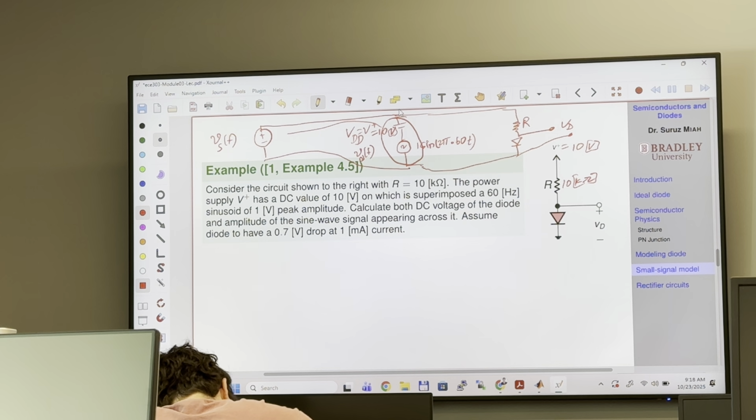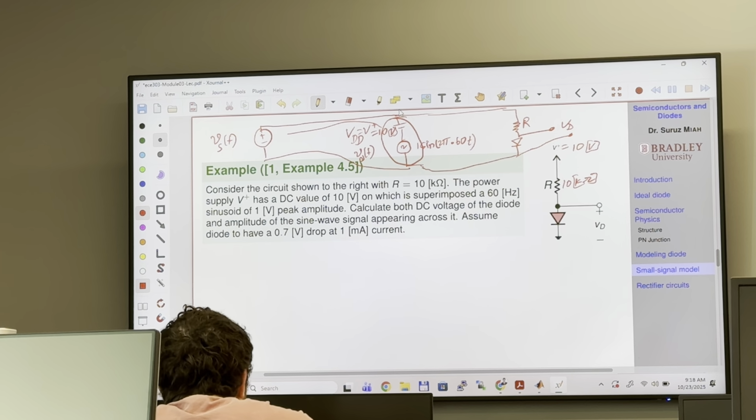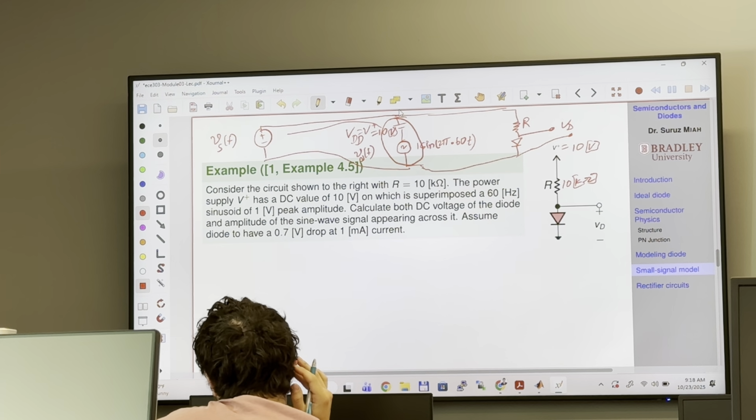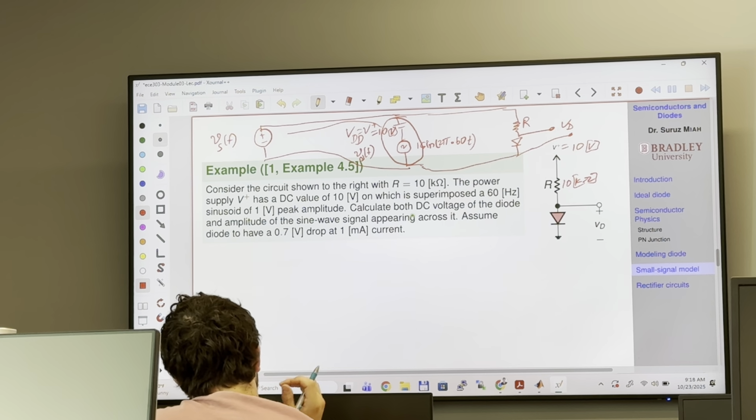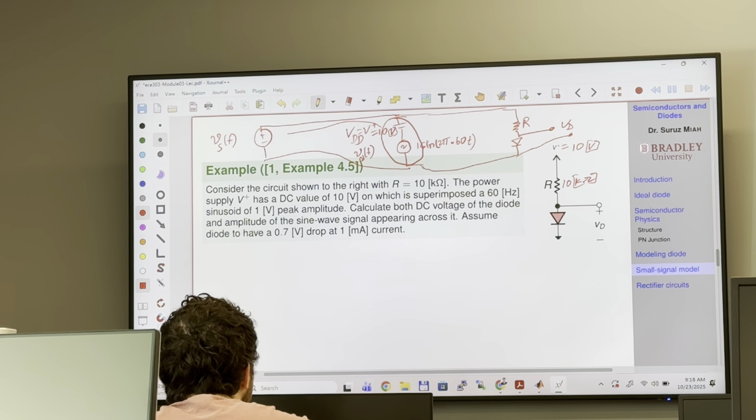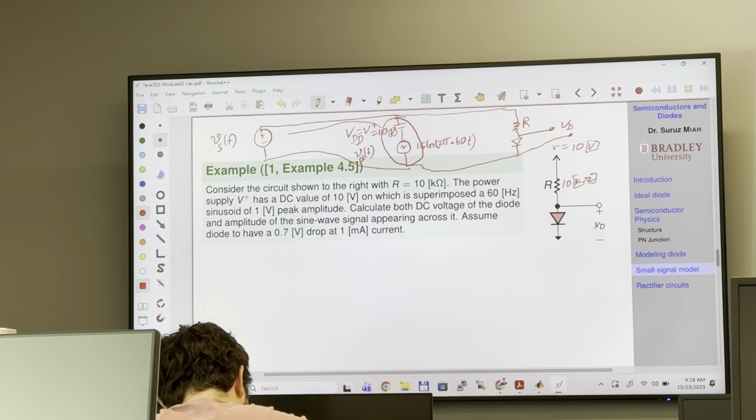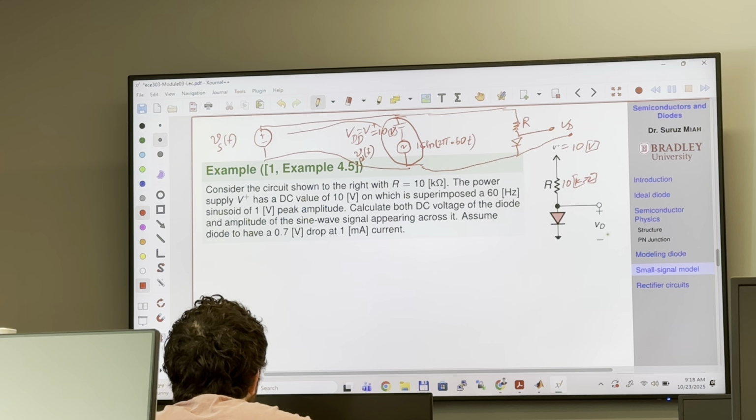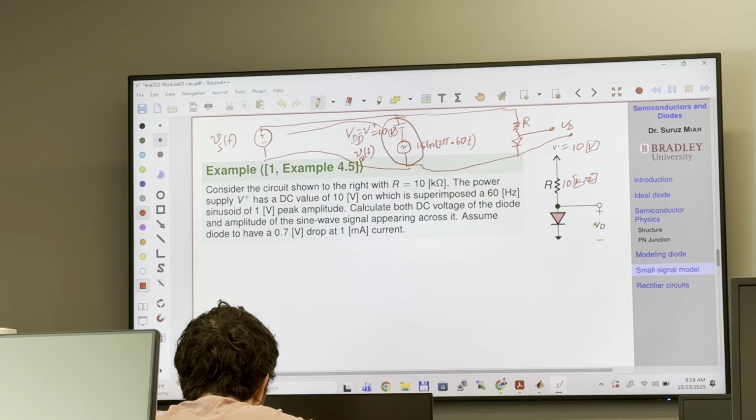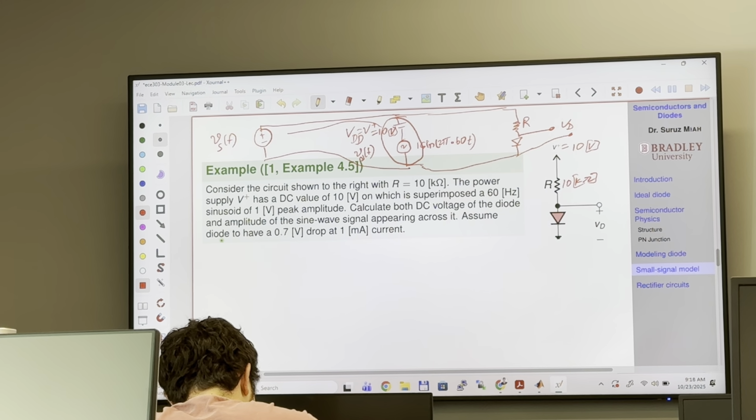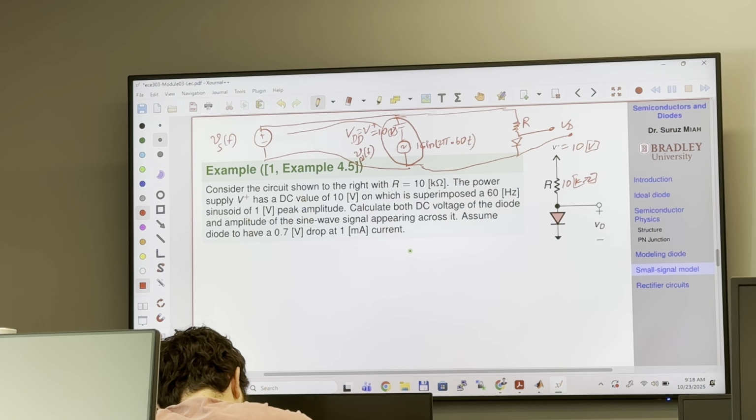Did you guys understand? Raise your hand if you have any confusion, please. Now calculate both the DC voltage of the diode and the amplitude of the sine wave signal appearing across it. Because of this small signal, there should be a small signal voltage across the diode as well. Assume the diode to have 0.7 volt drop at 1 milliampere current.